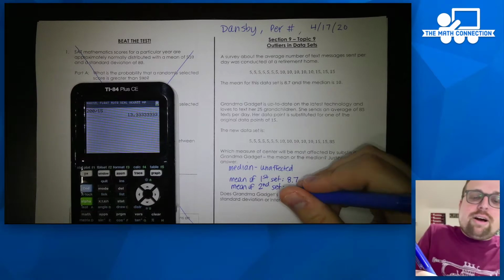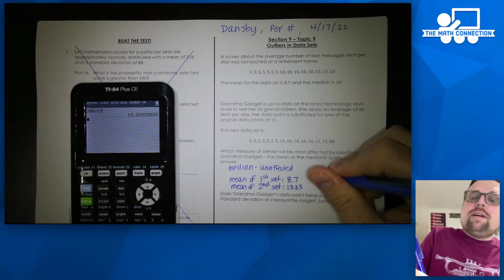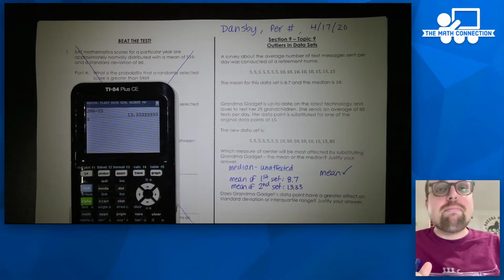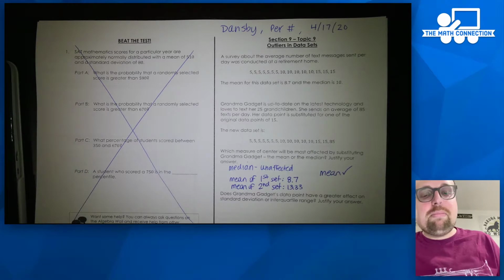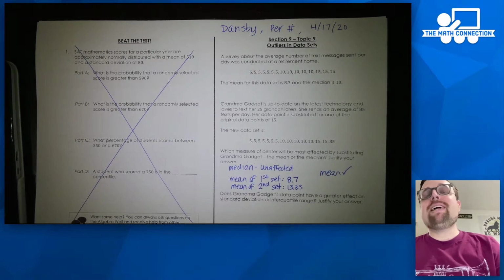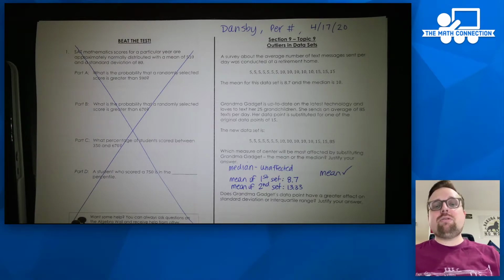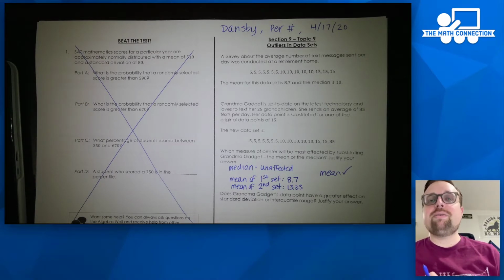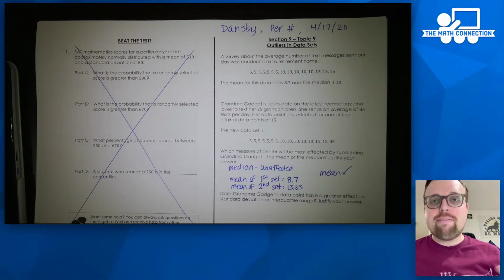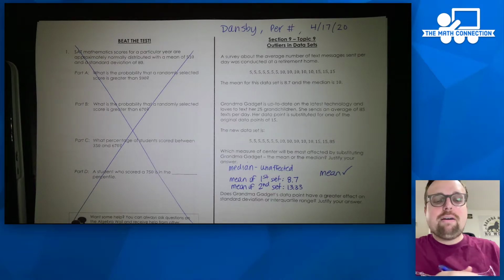So the mean is now 13.33. So the answer is the mean is more affected by switching out this data point, by adding this 85 at the top of the data. It affected the mean, but it did not affect the median, because median is a measure of center based on the placement of the values, and the mean is a measure of center based on the actual averaging together the values, adding them up and dividing by how many you have.